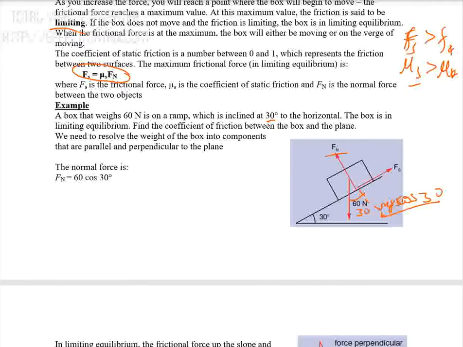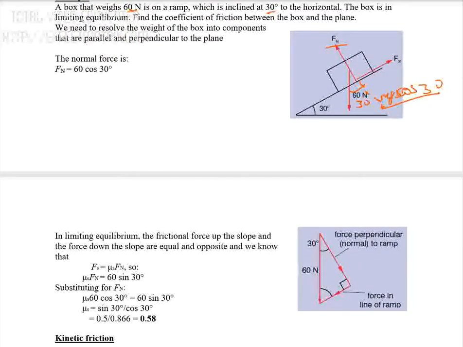Mg, the weight, is how much? The box's weight is 60 Newton, therefore 60 cos theta is the normal force. And then, for limiting equilibrium, you must first find this. Cos 30 is radical 3 over 2, or 0.87, and then this one is equal to mu s times Fn, which is equal to 60 sin 30 degrees. Substituting this, the Fn, or the normal force, is 60 times cos 30, and it cancels out, and finally you can get how much? 0.58 value. Therefore this one is not cos, this one is what?